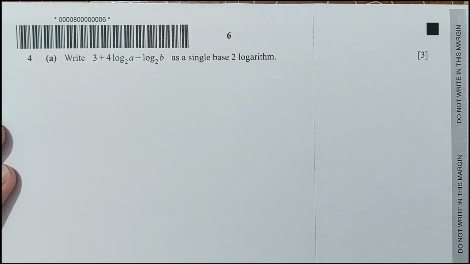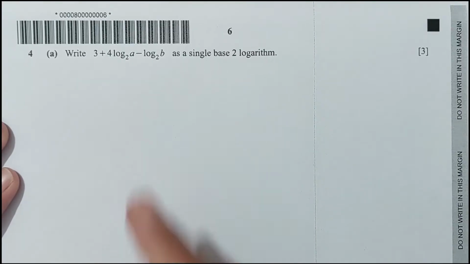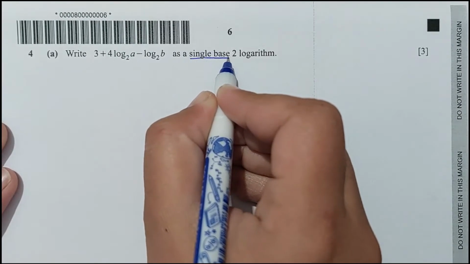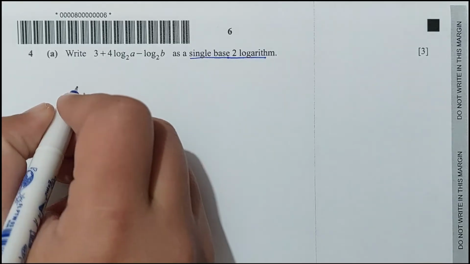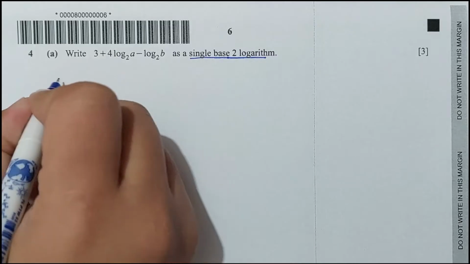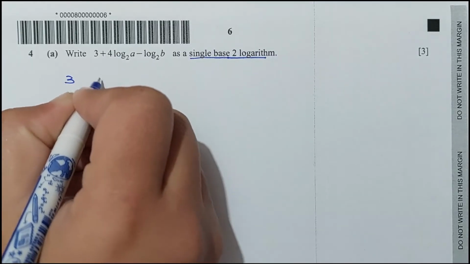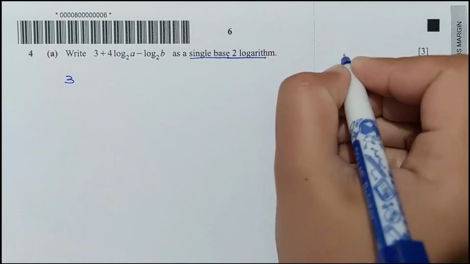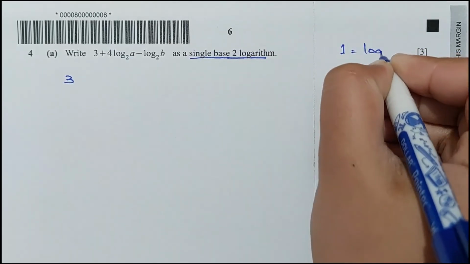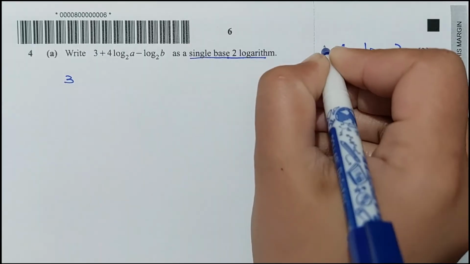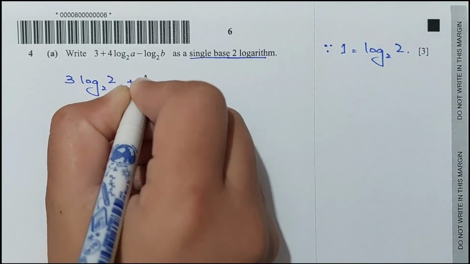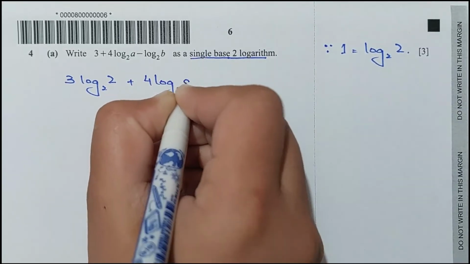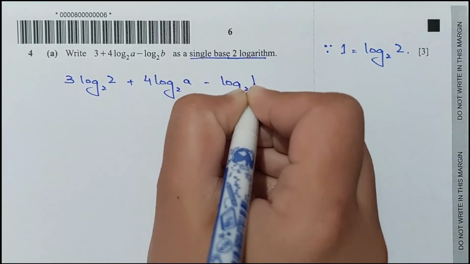All right. Question number 4, part A. Write the number as a single base 2 logarithm. All right, single base 2 logarithm. We have to write it down. Okay, so this term is just 1. 3 times 1 is 3. So what is 1 equal to in log? Base 2 is basically equal to 1, right? So I can multiply this term with base 2 because this is just 1. 4 log base 2 a minus log base 2 b.